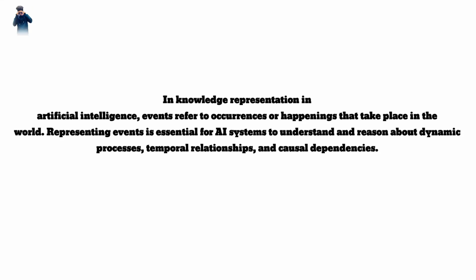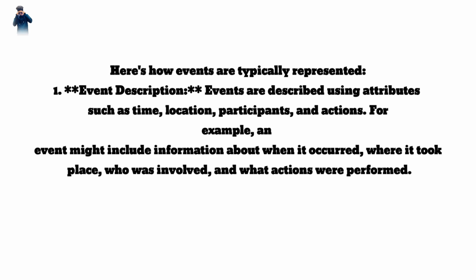In knowledge representation in artificial intelligence, events refer to occurrences or happenings that take place in the world. Representing events is essential for AI systems to understand and reason about dynamic processes, temporal relationships, and causal dependencies. Here's how events are typically represented.